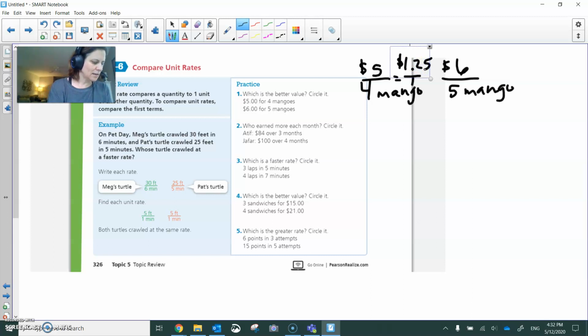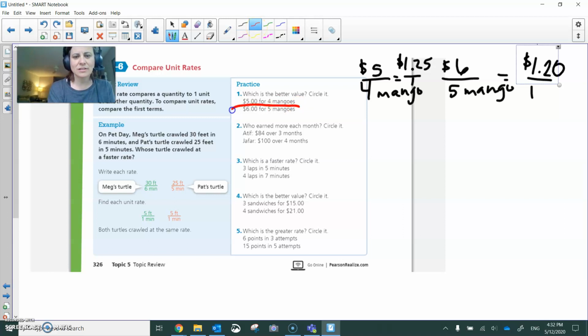And on the other one, same kind of deal. If we want to know how much it's going to be for 1 mango, 5 divided by 5 is 1, so we do 6 divided by 5 and we get 1.2, or $1.20. So the better deal is to get 5 mangoes for $6. I'll just circle it.